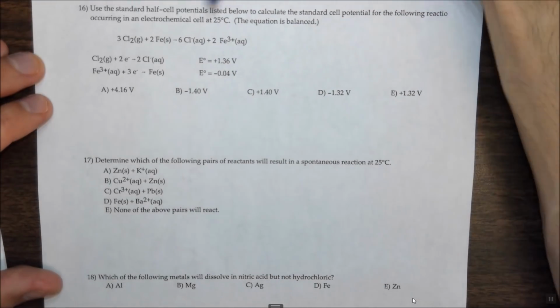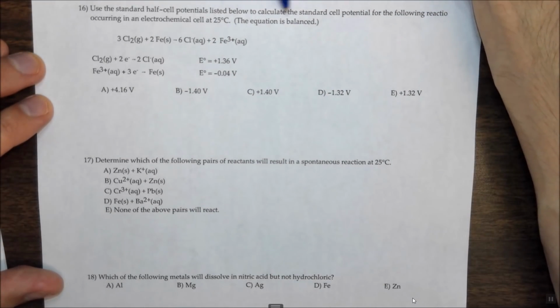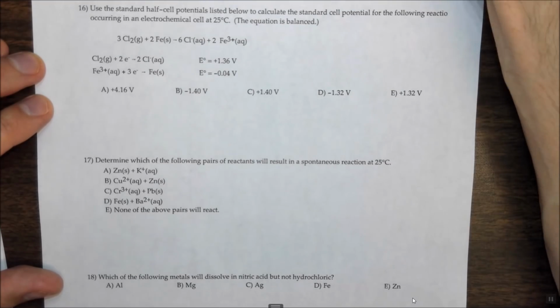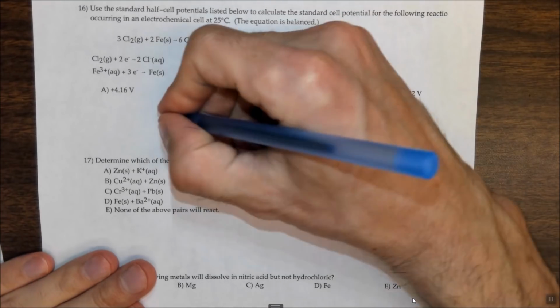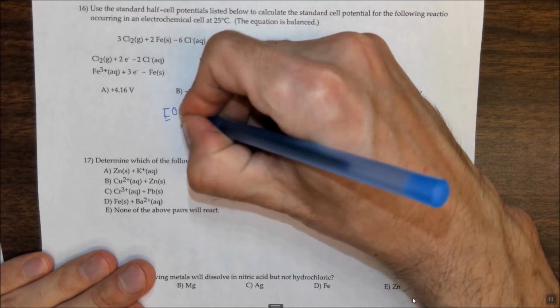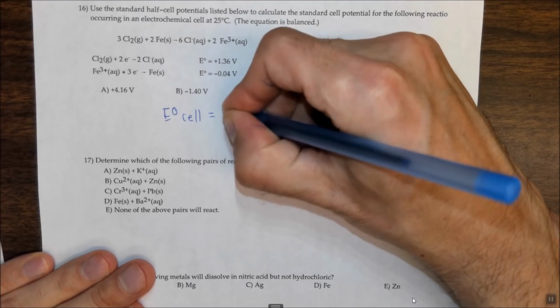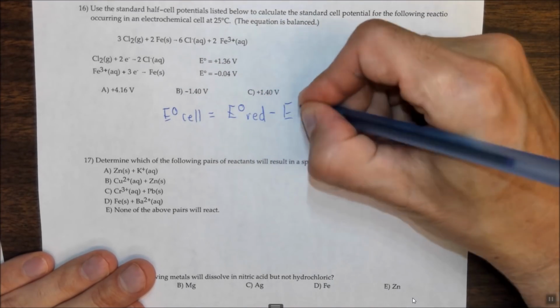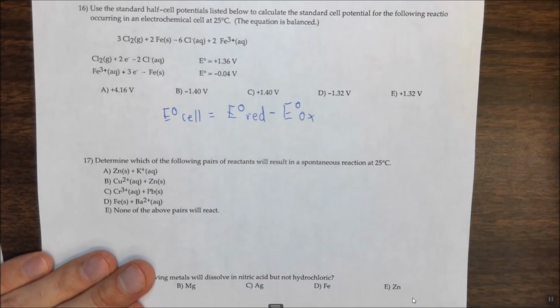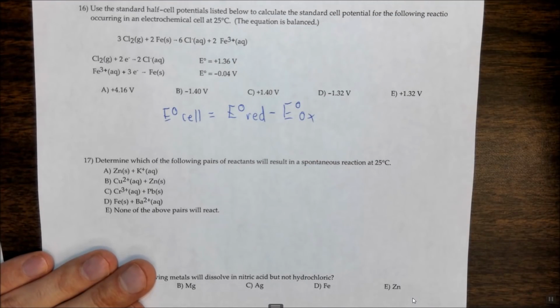Number 16 says, use the standard half-cell potentials listed below to calculate the standard cell potential for the following reaction occurring in an electrochemical cell at 25 degrees C. So the equation is E naught cell equals the standard reduction potential minus standard potential of the oxidation. So we need to find out where oxidation and where reduction are occurring.